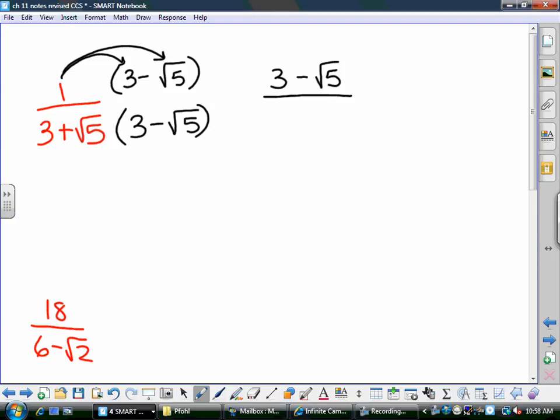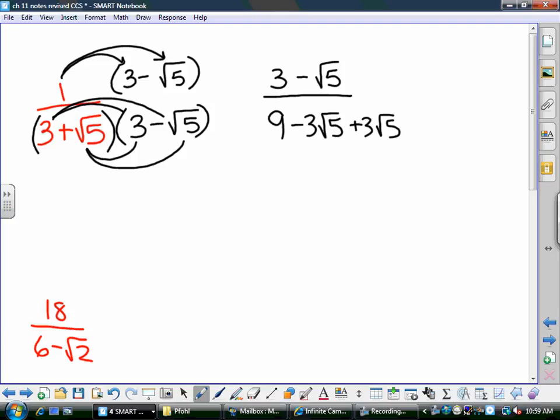On the bottom, it's a two-parter times a two-parter, a binomial times a binomial. So we need to FOIL it out. 3 times 3, 3 times negative square root of 5, square root of 5 times 3, and then a positive square root of 5 times a negative square root of 5.